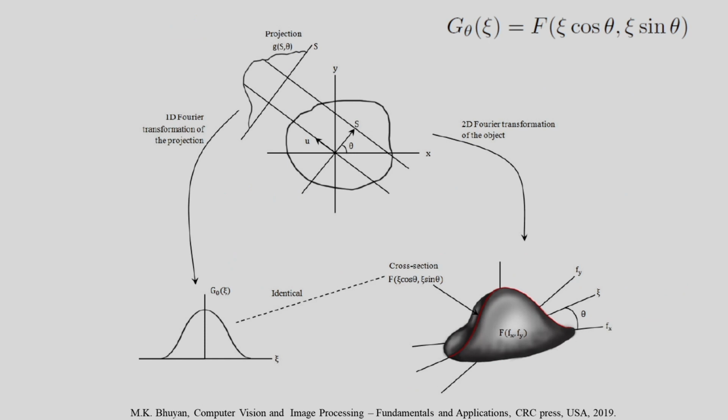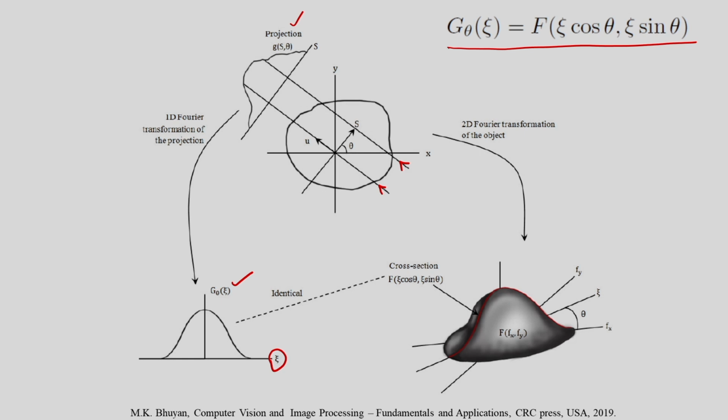So pictorially I want to explain this one. What is the meaning of this projection theorem? This is the projection theorem, that is the one dimensional Fourier transform of the Radon transform. If you see here, I am showing the projection g(s, theta), the projection along this direction. I can determine the 1D Fourier transform of g(s, theta), which gives G(theta, epsilon), corresponding to the frequency variable epsilon. So first I am calculating the 1D Fourier transform of the Radon transform.